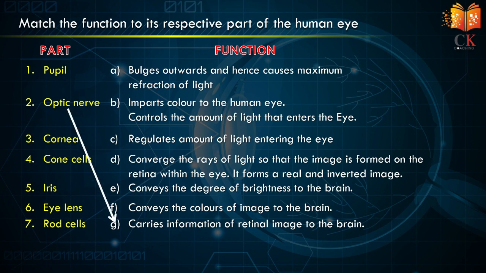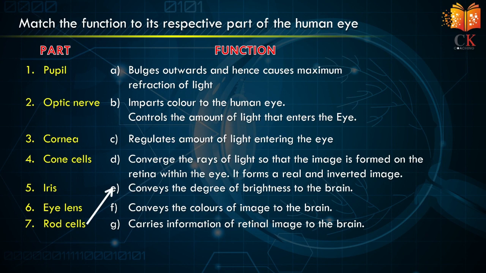Then we have a cornea which bulges out and is responsible for the maximum refraction of the light. Then we have cones which convey the colors of the light to the brain. Then we have iris which will impart color to the human eye. Then we have eye lens which will converge the maximum light which enters, so that it can form a real and inverted image. The reason being it is a convex lens. Then the rod which conveys the degree of brightness to the brain, like how bright the light is.